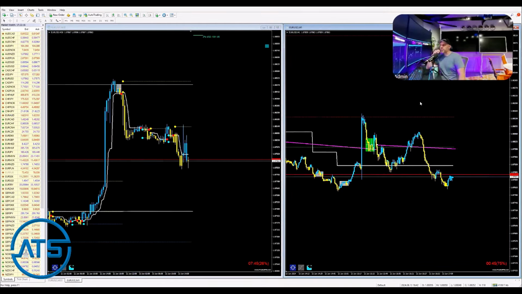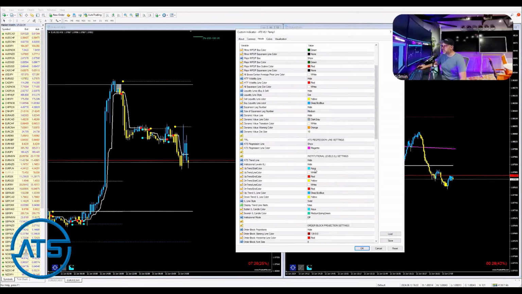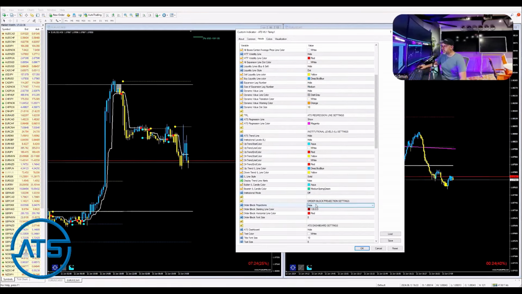Which one do you use? Which one would you use in this situation? Use whichever one is the most relevant at the moment. So as of right now, I know I don't have order block projections on, but let me turn them on. I haven't actually tested them since this new update, but let's check it out. Let's see if we got anything.